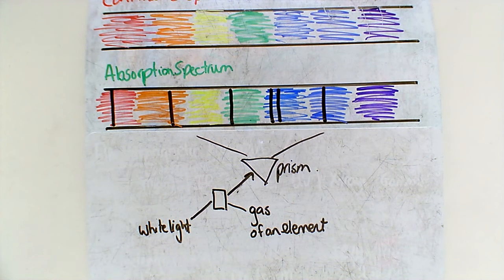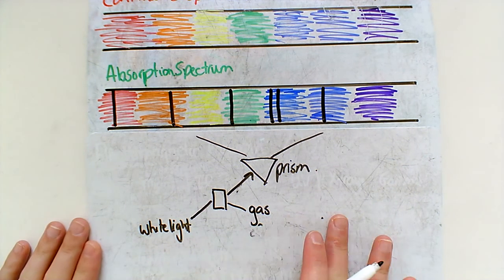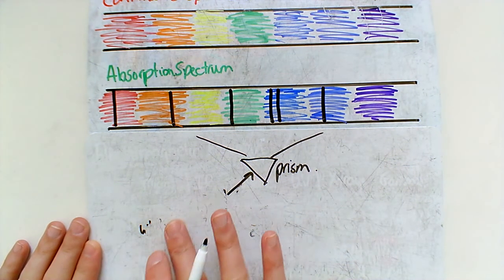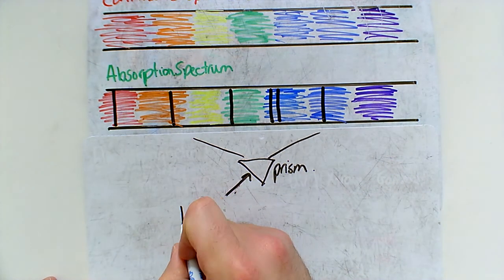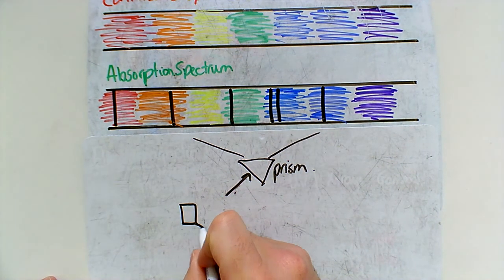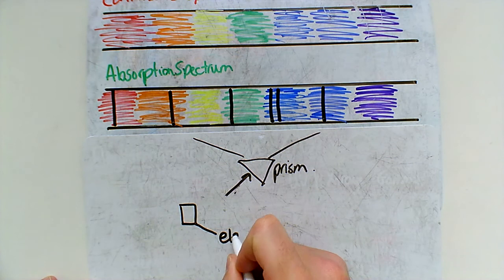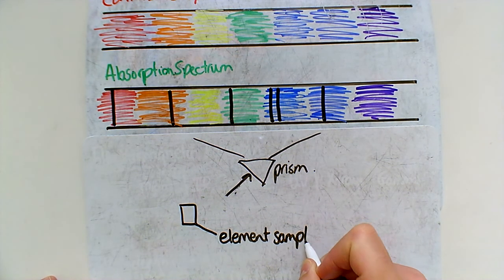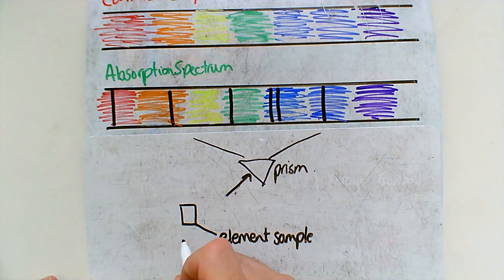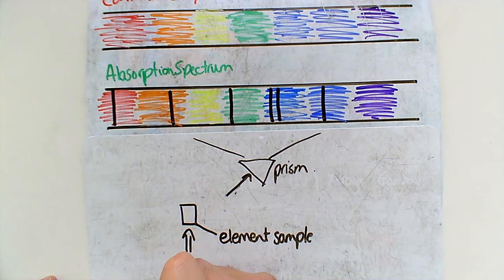Now we can modify this again, still using a prism to separate out the light, but this time what we do is we have our sample and we give it energy through heating it.